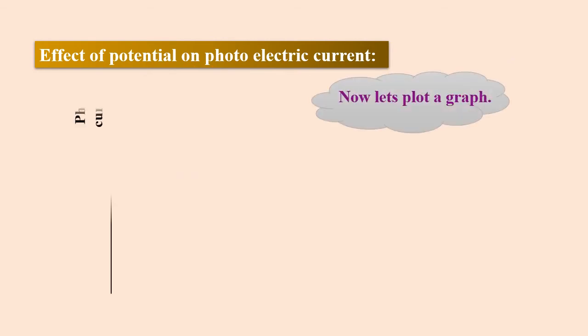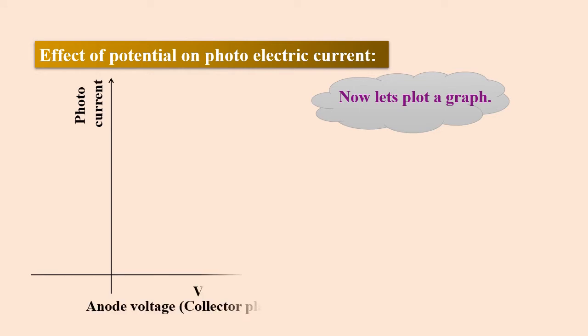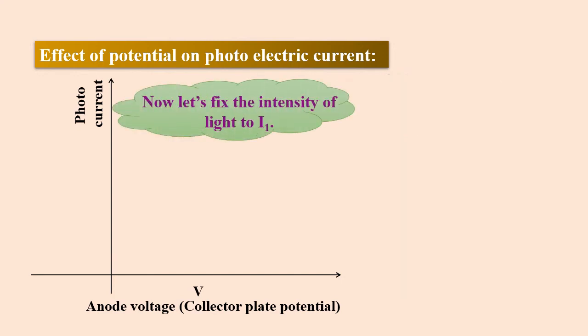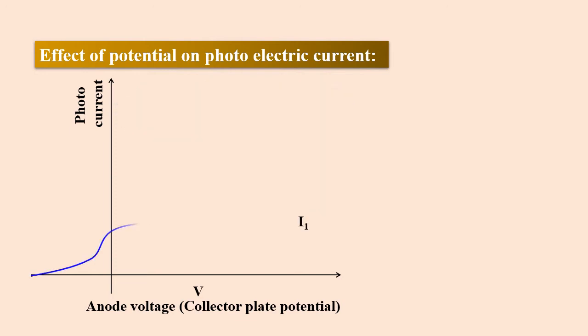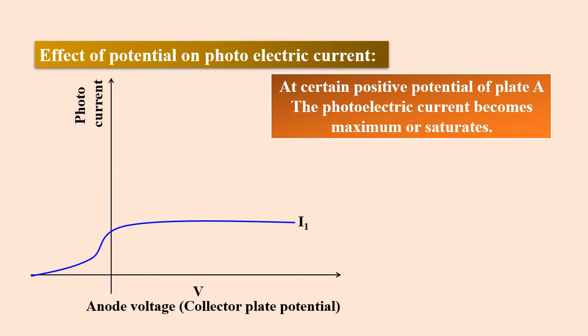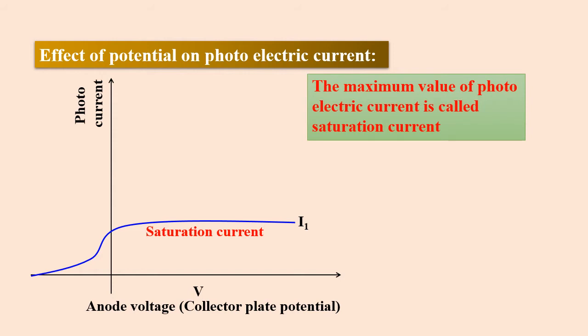Now let's plot a graph. This is the photocurrent along the y-axis and the collector plate potential along the x-axis. Now let's fix the intensity of light at I1. The variation of photocurrent will take place like this. At a certain positive potential of plate A, the photoelectric current becomes maximum, or saturates. So this is the saturation current. The maximum value of a photoelectric current is called the saturation current.